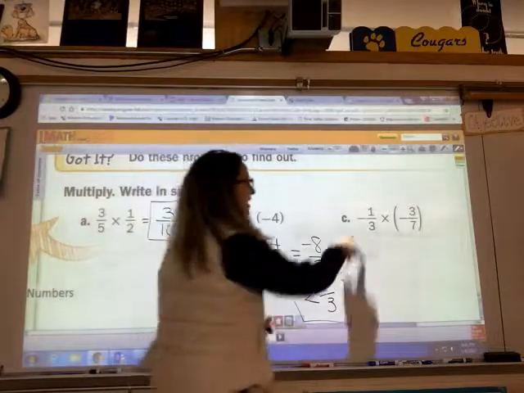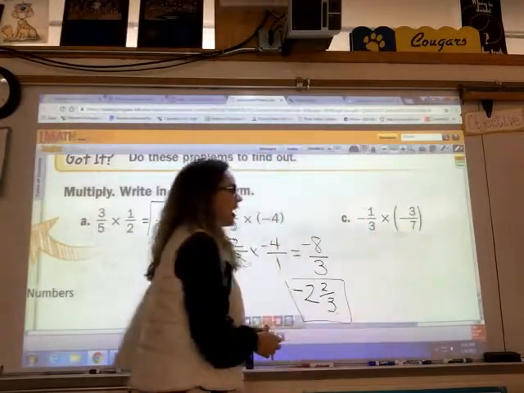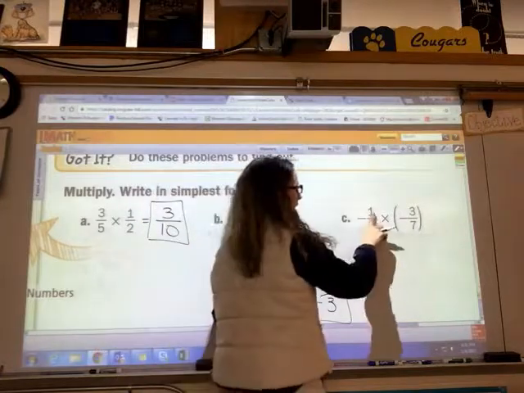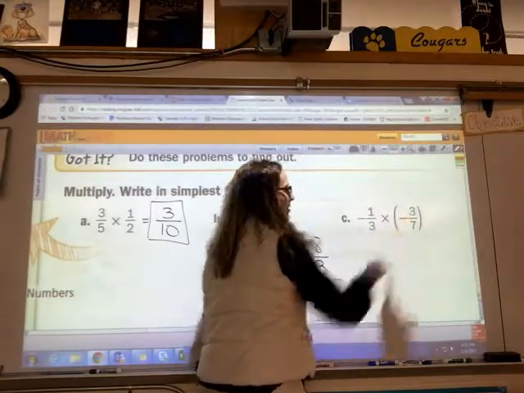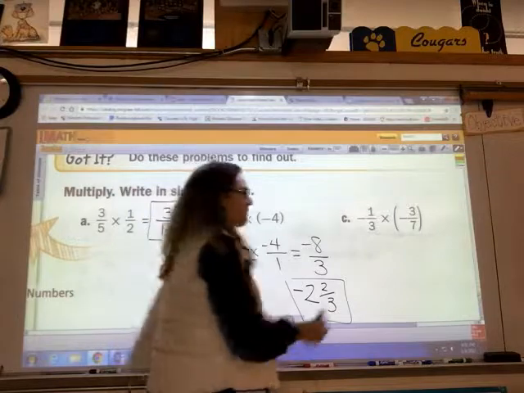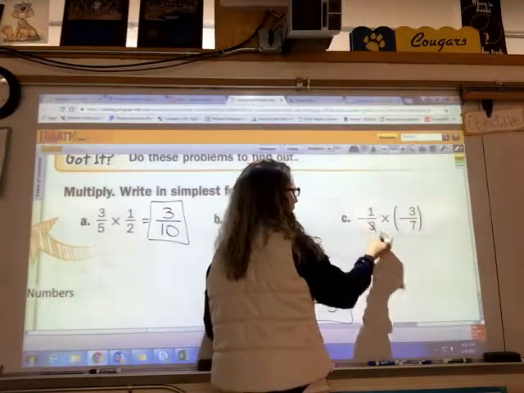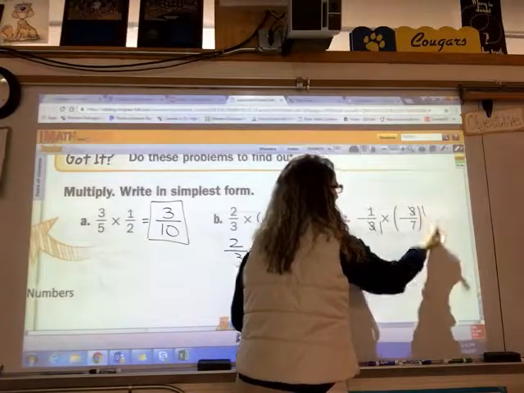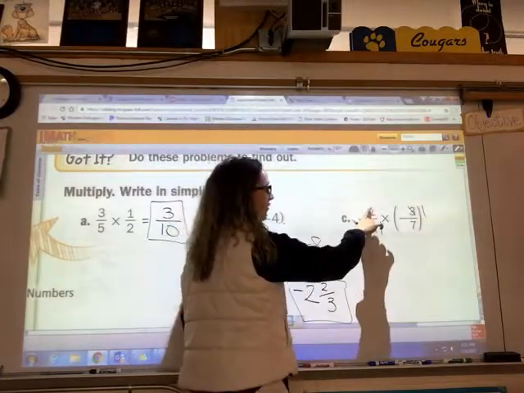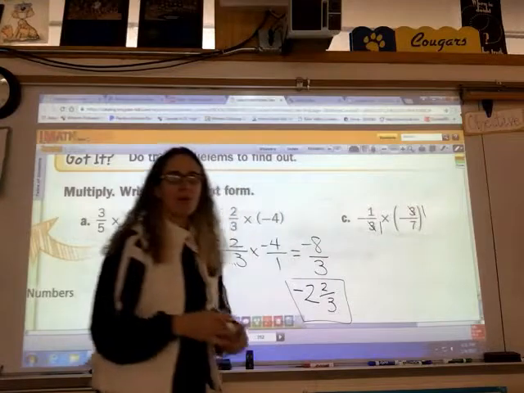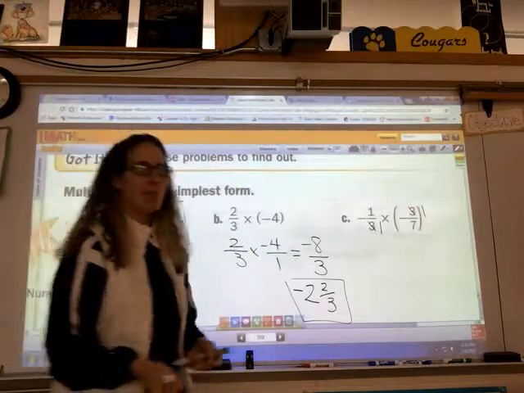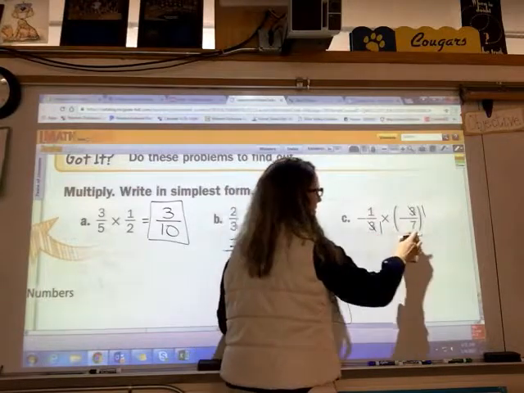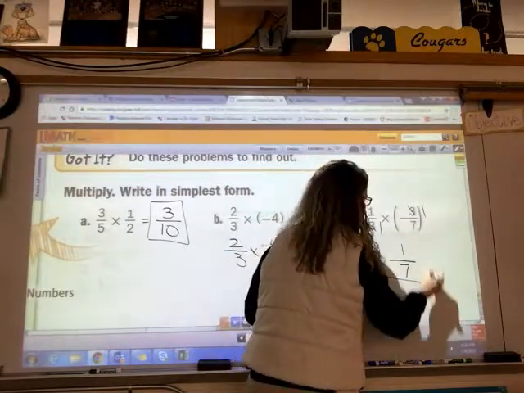Taking a look at letter C, I've got a negative times a negative. Also, I'm looking to see if I can cross reduce, and I can on this one. Not with 1 and 7, but with my 3's. I can take both of those 3's and divide by 3. So 3 divided by 3 is 1. 3 divided by 3 is 1. So now I'm thinking negative 1 times negative 1. Remember, when you take a negative times a negative, you're going to get a positive. So I would have 1 on top, and then 1 times 7 is going to be 7.